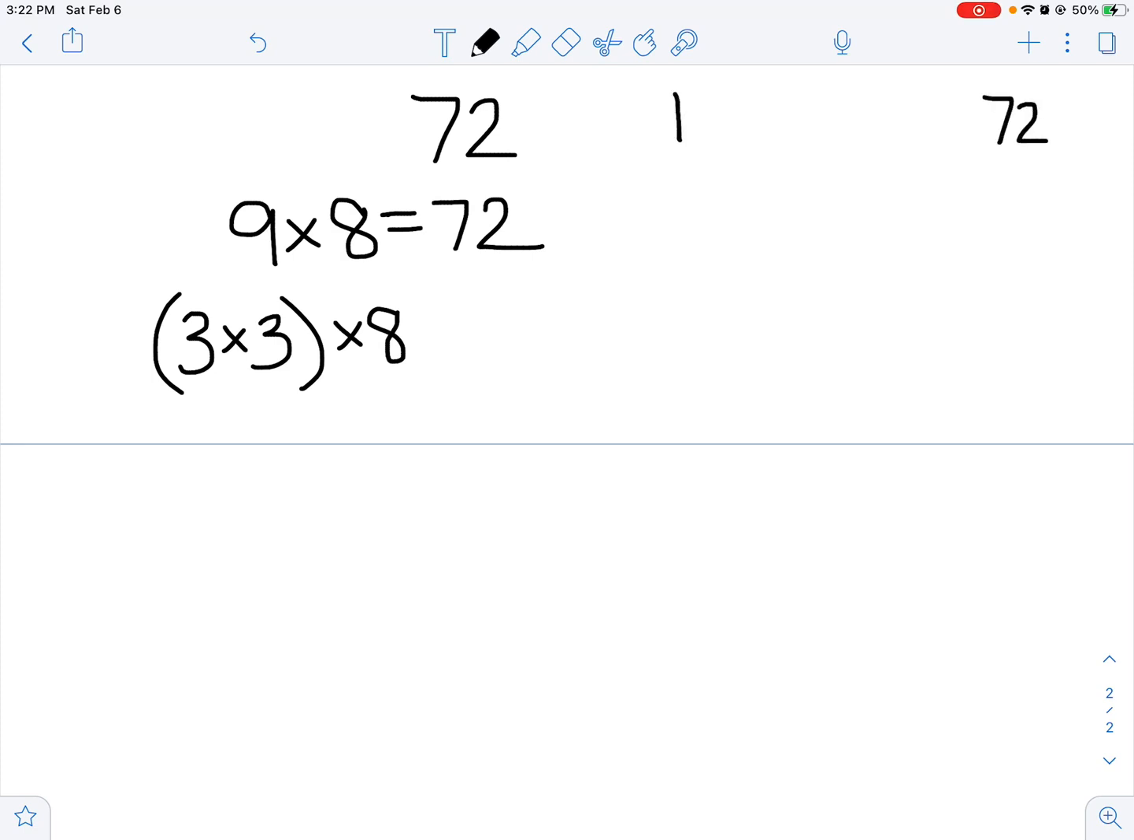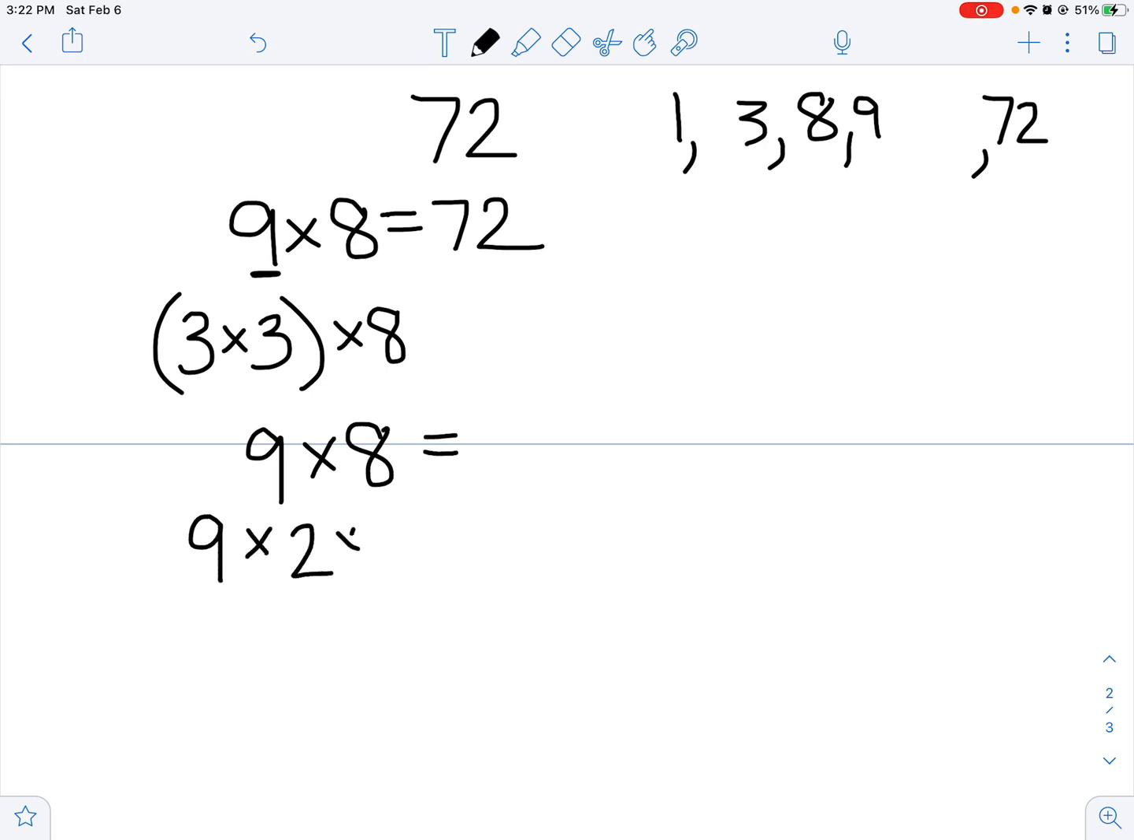So we automatically know 1 and 72 are factors. We know that 9 and 8 are factors. We've just also determined that 3 must be a factor because we can take the 9 and divide it up into 3 times 3. If we take a look at dividing the 8 up, I can split the 8 up into a 2 and a 4, can't I? So this would make it 9 times 2 times 4. So now we've also determined that what other two numbers are factors of 72? It's 2 and 4. Okay?